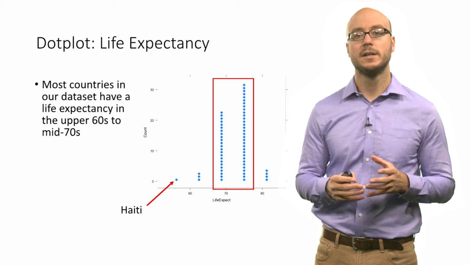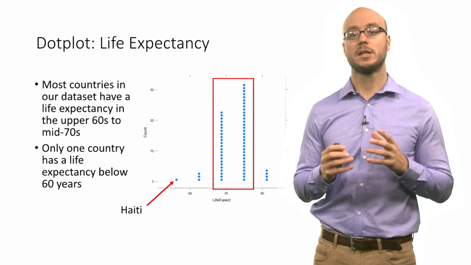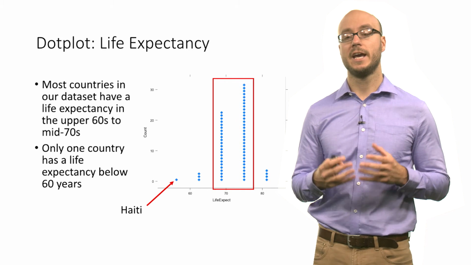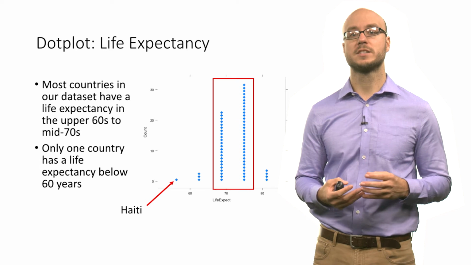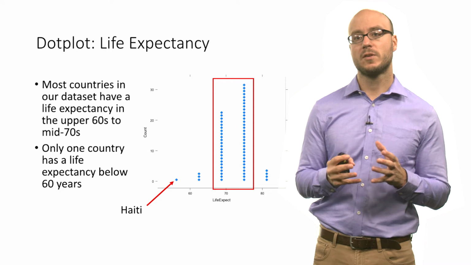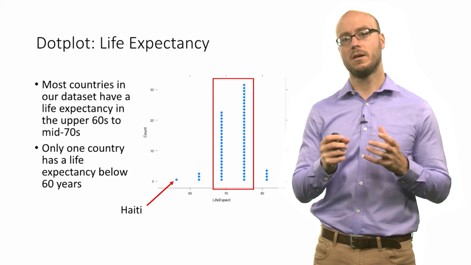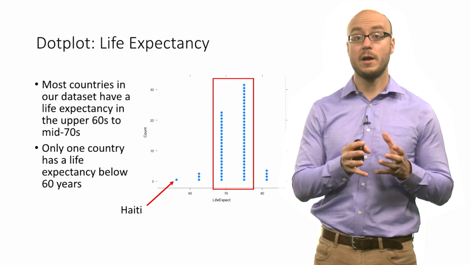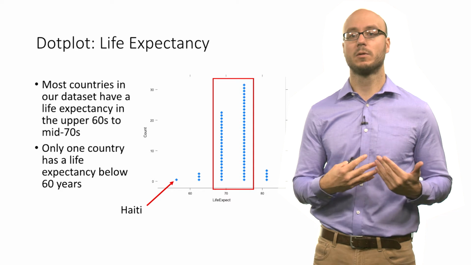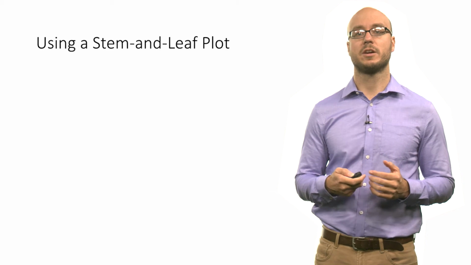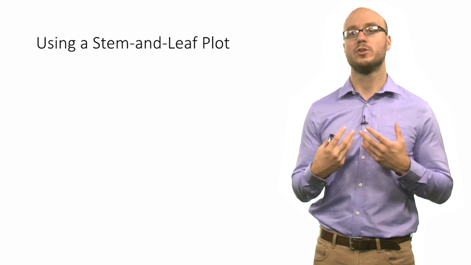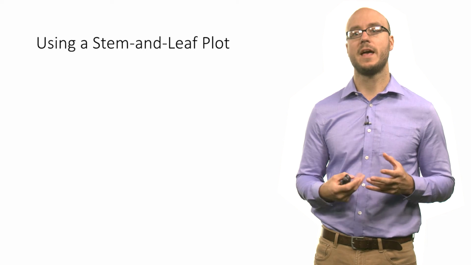But we do have this outlier. This outlier here is Haiti. It's a bit lower than average in terms of life expectancy. In fact, it's the only country in our set of countries to have a life expectancy below 60 years. So you can see a dot plot can be quite useful for understanding the center part of a distribution, the spread, but also whether or not there are outliers. In this case, in our data set, Haiti seems to be an outlier. It's an extreme value. It has a lower life expectancy than most of the other countries in our data set. Another useful sort of plot for a numerical variable is something called a stem and leaf plot.